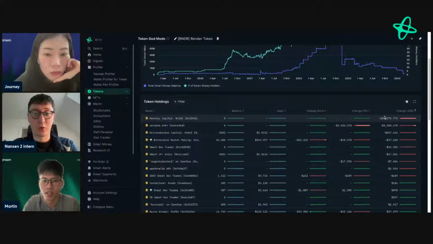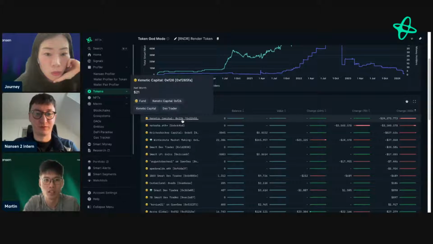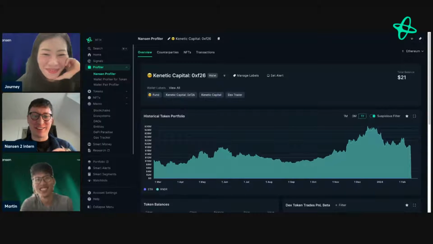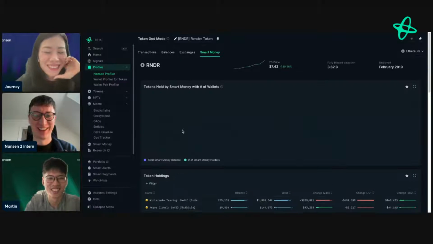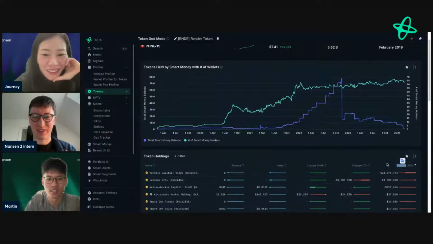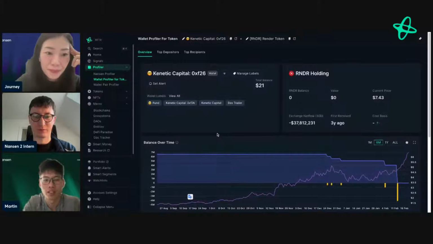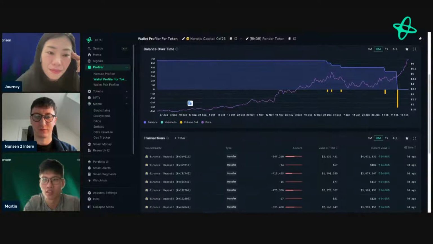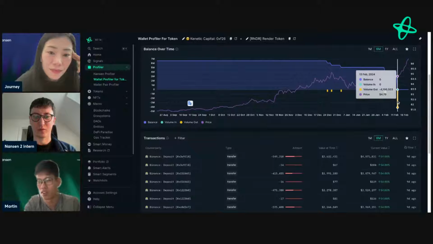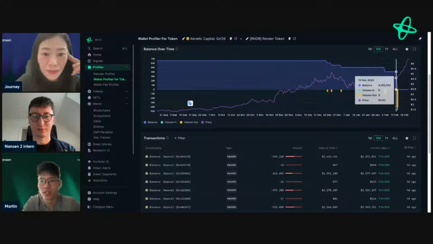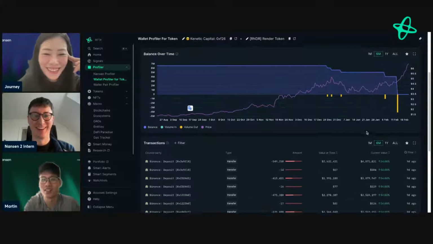So I sorted by that, and Kinetic Capital is the clear standout. I mean, it's a significant amount. Yeah. So let me just get back there again. Token. Yep. And if we take a look at their wallet, about a week ago or so, they offloaded essentially all of their holdings. And the price has gone up quite a bit since then.